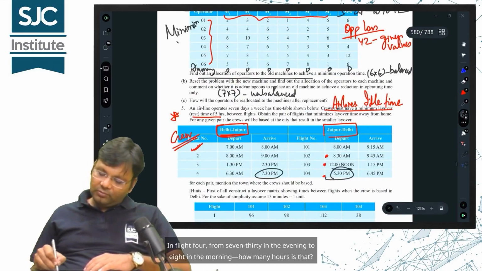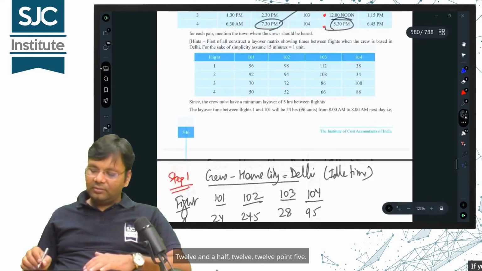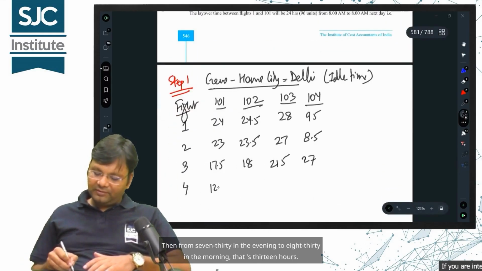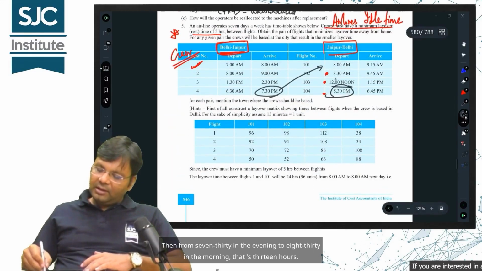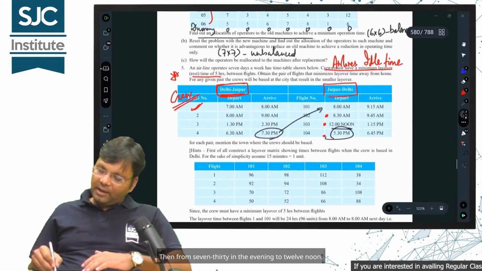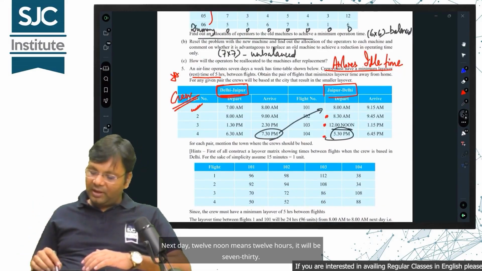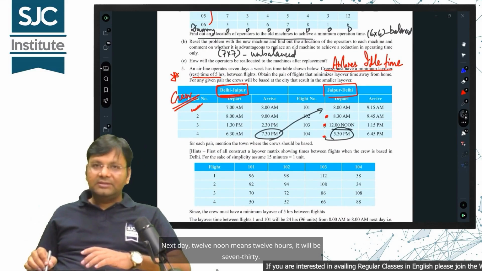In Flight 4, from 7:30 in the evening to 8 in the morning, how many hours is that? 12.5. Then from 7:30 in the evening to 8:30 in the morning, that's 13 hours. Then from 7:30 in the evening to 12 noon next day, 12 noon means 12 hours, it will be 7:30.